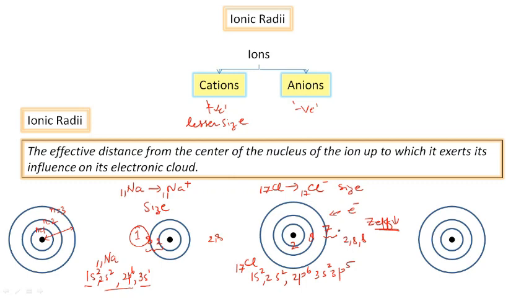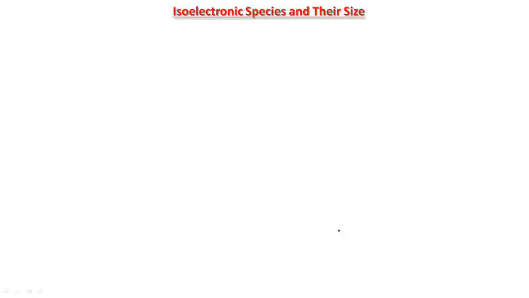In addition to that, in ionic radii we have isoelectronic species. Isoelectronic means the species which have the same number of electrons, and in this case Z effective is the important parameter to determine the size of these isoelectronic species. This can be explained by taking examples.